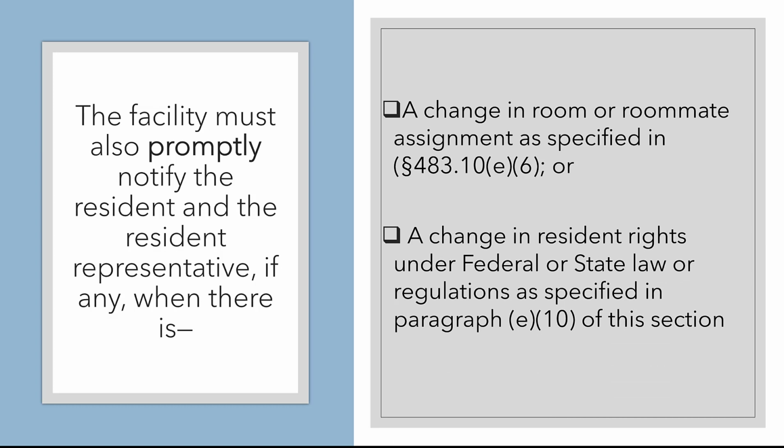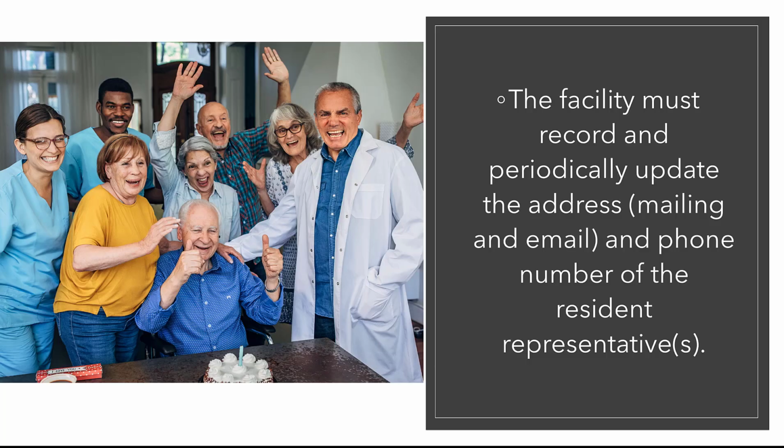Okay, so changing a room or roommate, we should definitely be making the resident and the family members aware, and looking at if there's a change in those resident rights, we want to make them aware as well. Then the facility must also record and periodically update the address and phone number of the resident representatives. And this can include the mailing address and the email address as well.